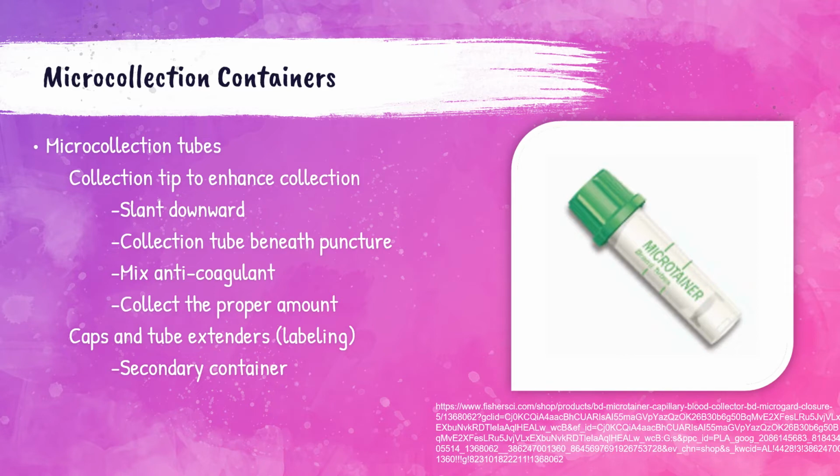The tube must be filled to the required line, as tests cannot be performed unless the minimum amount of sample is collected. Small capillary tubes may be placed into a secondary container. Labeling requirements are the same as they are for venipuncture. A tube extender can be attached to some brands of these microcontainers so that a full-size label will fit on the container.